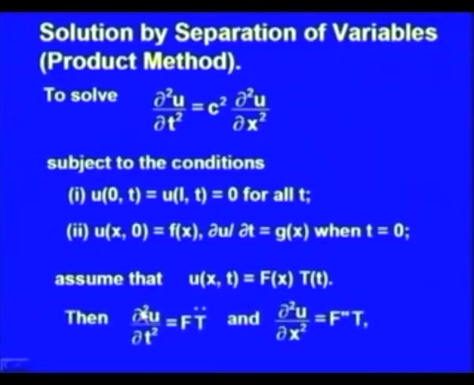So, assume that u is equal to f into t. Then, if you differentiate u partially with respect to t twice, you will get f into t double dot. Here dots represent the derivatives with respect to t, and if you differentiate it partially with respect to x twice, then you get delta square u over delta x square as f double dash x into t. So, f double dash here represents the second derivative of f with respect to x. Primes denote the derivatives with respect to x, while the dots denote derivatives with respect to t.